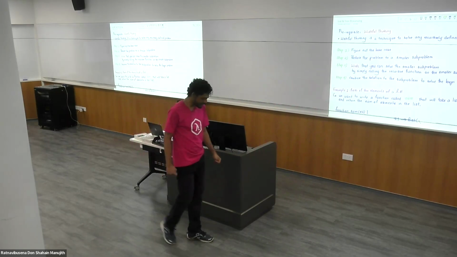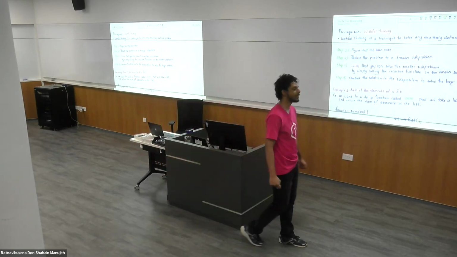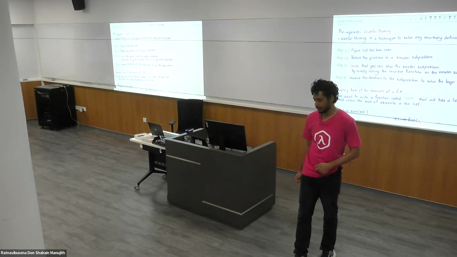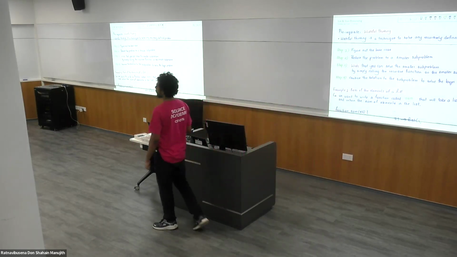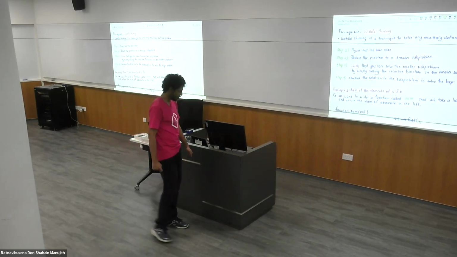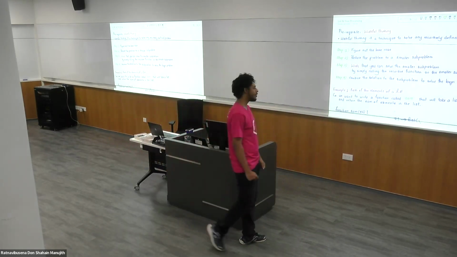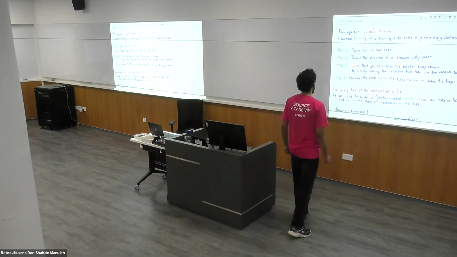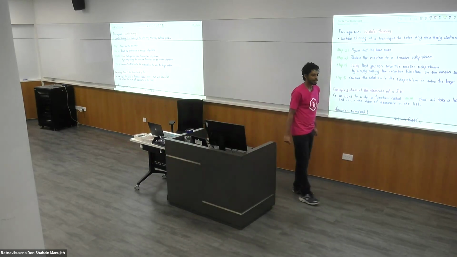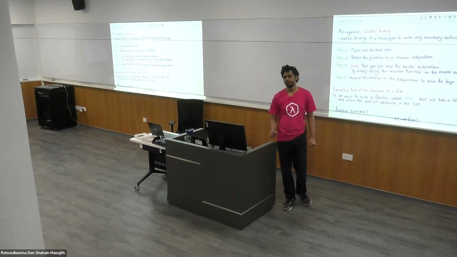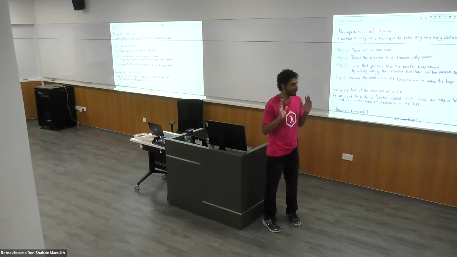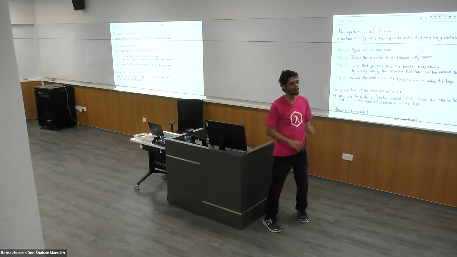Right. So visual thinking is a technique that you can use to solve any recursively defined problem. So what's the first step? The first step to solve any recursively defined problem is to find out the base case. The second step is to reduce the problem to a smaller subproblem.